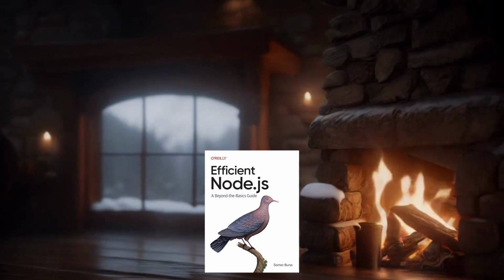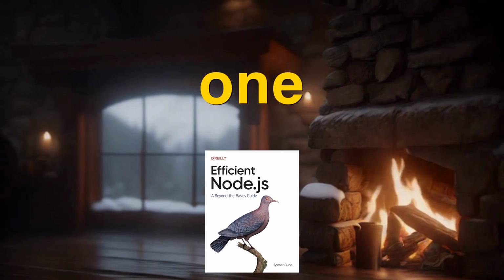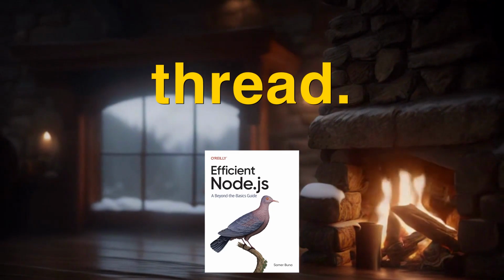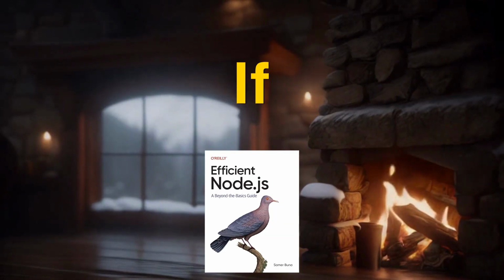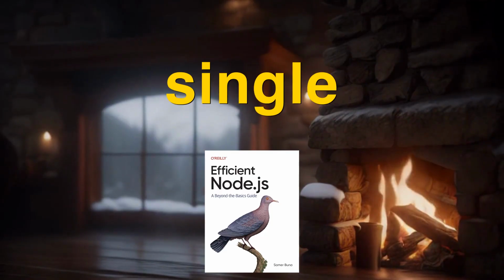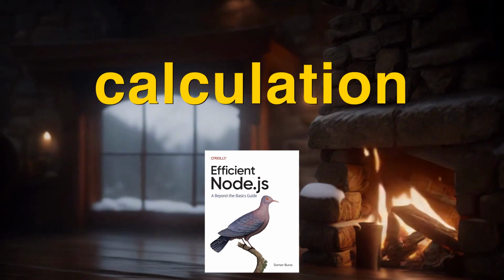Let's look at Chapter 7, Child Processes. How does Node scale beyond just one process? As we discussed, Node.js runs on a single thread. This can be a limitation. If you have a task that requires a lot of heavy calculation, it will block that single thread. Meaning the server stops responding to other users, has to wait until the calculation is done.